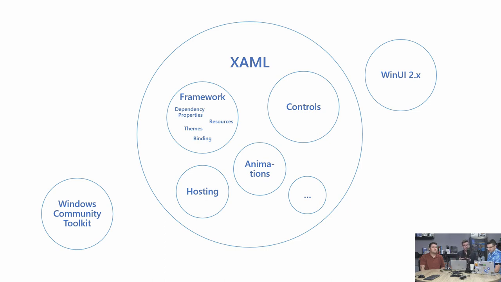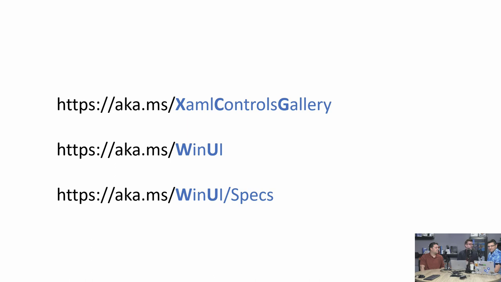But if this is not good enough, we also have something called WinUI, which extends the capability of XAML. And if people are not happy with that, we also have the Windows Community Toolkit. And more. Yeah. So this is the picture of XAML. Let me go very quickly through some specific sites and demos about how people can find more information about XAML and how they can create applications in XAML.